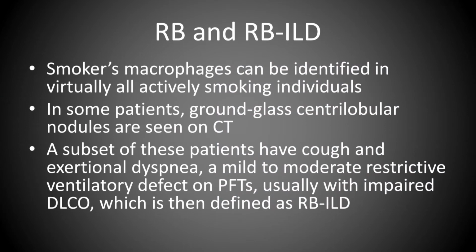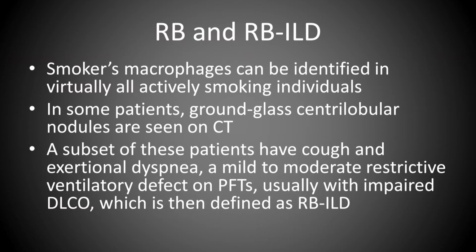So really, depending upon what your profession is, RB and RBILD appear to you in three different ways. So the pathologist sees this top one. The pathologist sees smokers' macrophages in virtually all actively smoking individuals. But to the radiologist, what we see are ground glass, sort of fuzzy centrilobular nodules with an upper lobe predominance. And then the pathologist sees a subset of those patients who are symptomatic.